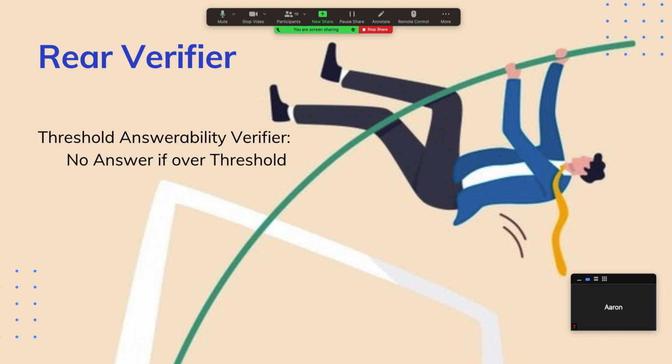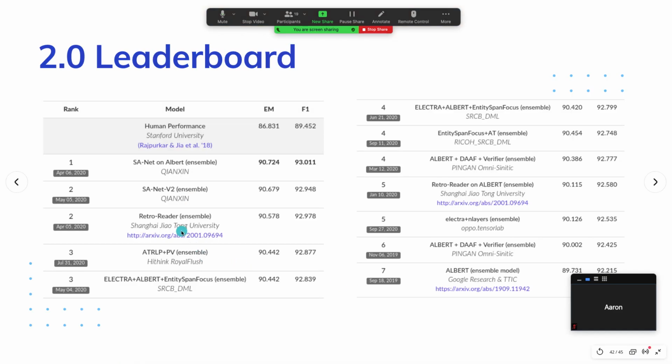Now let's take another look at SQuAD 2.0 results. You have human performance, and all of these are well above human performance. If you notice, most papers have ALBERT in the name, and then you have Retro-Reader, which also has ALBERT, and that's the paper I just told you about, placed second.